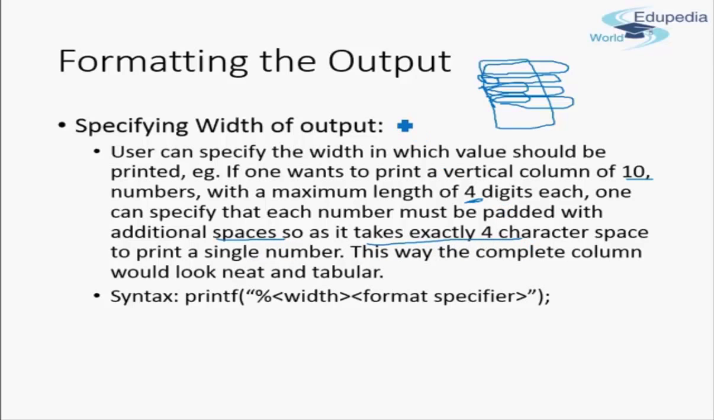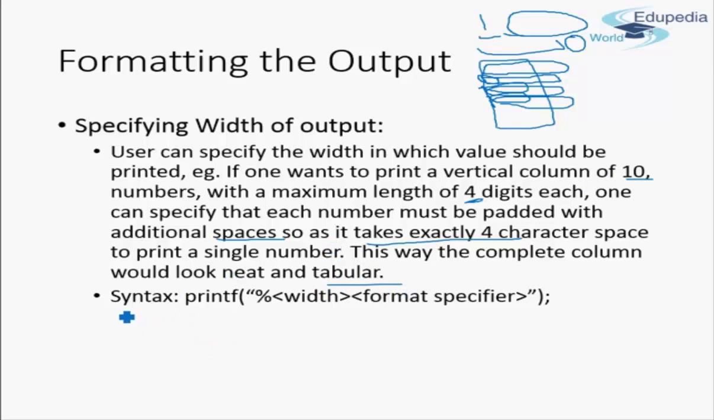So if a number has 3 digits, it will be padded using one space, and the 3 digits will be printed after that one space. If a number has one digit only, it will be padded using 3 spaces and then the one digit will be printed. So all the numbers will occupy a space equal to 4 characters on the screen. This will help you format your output in a tabular manner.